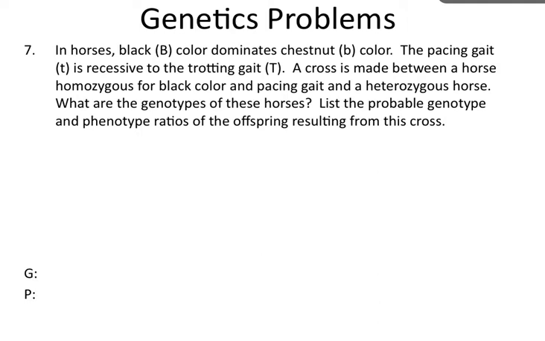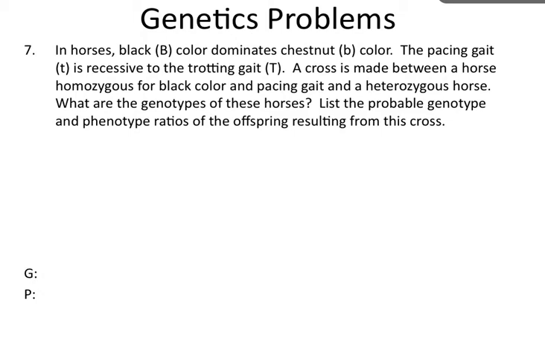In horses, black color dominates chestnut. Pacing gait is recessive to the trotting gait. A cross is made between a horse homozygous for black color and pacing gait and a heterozygous horse. What are the genotypes of these horses?